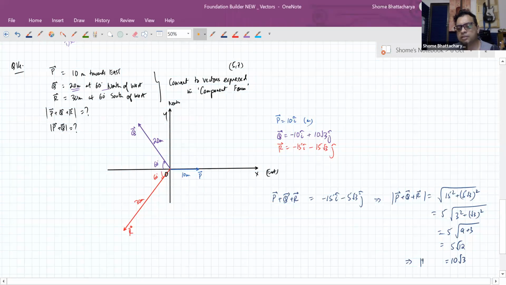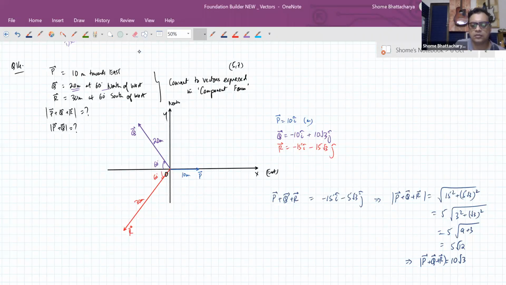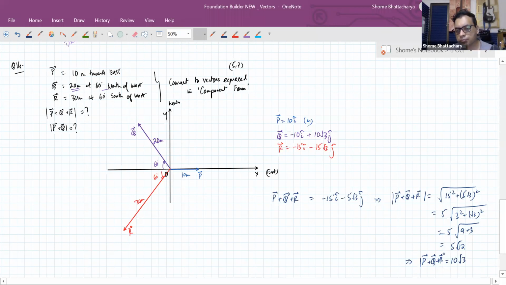This is what we should be getting as mod of p plus q plus r. Whereas similarly, P plus Q, just add these two, it'll come out to be 10 root 3 j cap. So interestingly, mod of P plus Q is also 10 root 3. It's a different vector because the direction is different, but this is also the case.